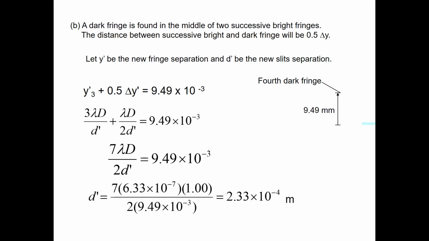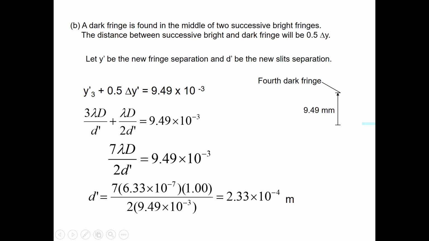So y3 prime, that is the distance from the central bright fringe to the third order bright fringe, plus another 0.5 of delta y. Delta y is the distance between successive bright fringes, so plus half of that. That will give me the position of the fourth order dark fringe.